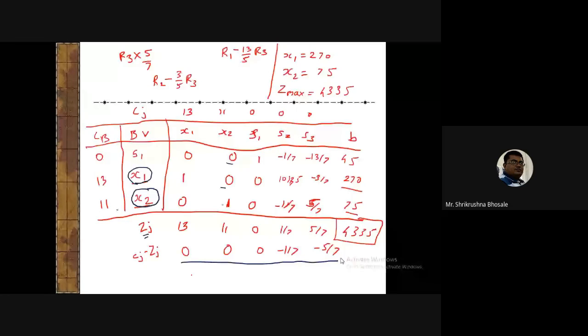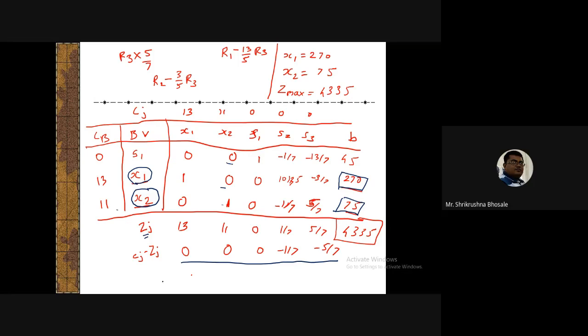The x1 value, what will be the x1 value? We have to select from the B column. X1 value is 270, x2 value is 75, and put these values in the Z equation. With x1 is 270 and x2 is 75, Z max is 4335. So this is your solution.